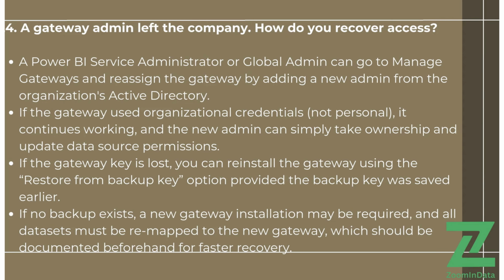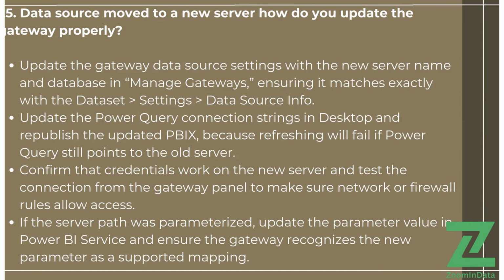If no backup exists, a new gateway installation may be required, and all datasets must be remapped to the new gateway, which should be documented beforehand for faster recovery. 25th question. Data source moved to a new server. How do you update the gateway properly? Update the gateway data source settings with the new server name and database in Manage Gateways, ensuring it matches exactly with the dataset, then Settings, then Data Source Info.